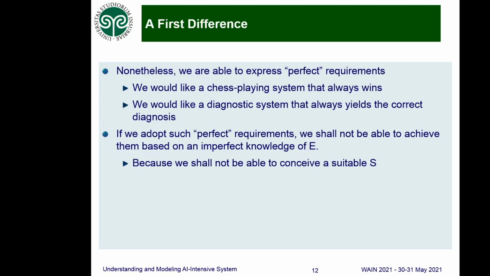The lack of a complete and accurate description of the environment is particularly relevant because we can always express perfect requirements. For instance, we would like a chess playing system that always wins. And similarly, we would like a diagnostic system that always yields the correct diagnosis. If we adopt such a perfect requirement, we shall not be able to achieve the requirements based on an imperfect knowledge of E, because we shall not be able to conceive suitable specifications S.